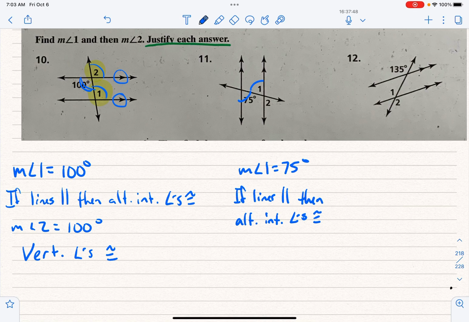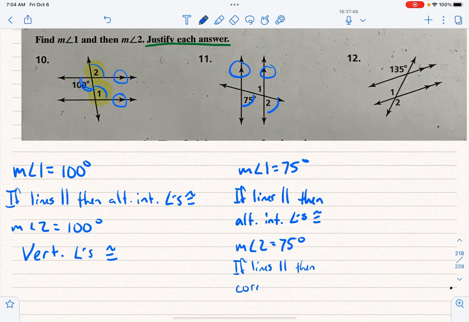And lastly, I look and see that 75 and angle 2 are corresponding angles, again, of parallel lines. And so I can say, well, the measure of angle 2 must be 75 degrees because if lines are parallel, then corresponding angles must be congruent.